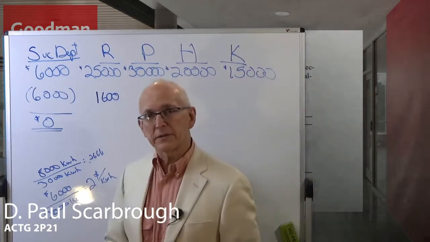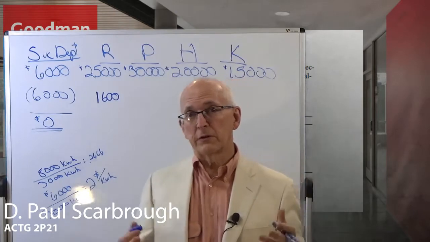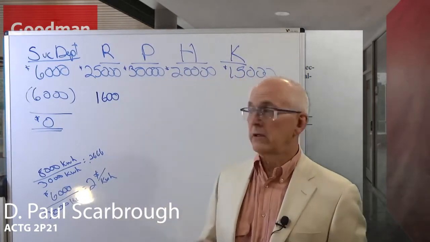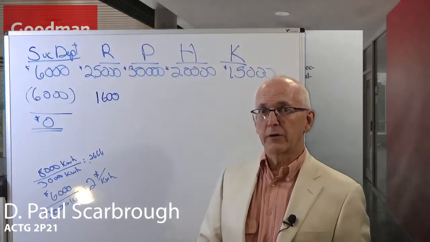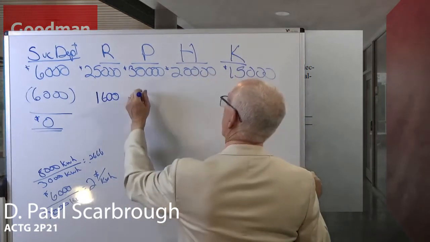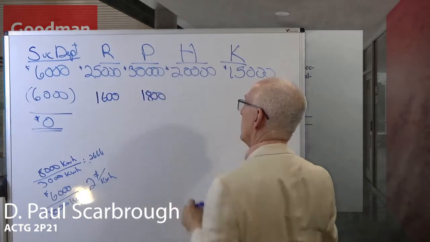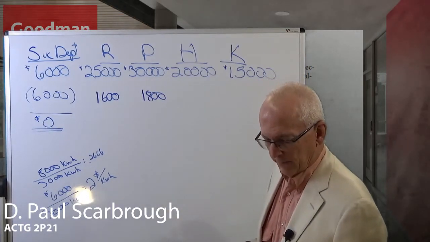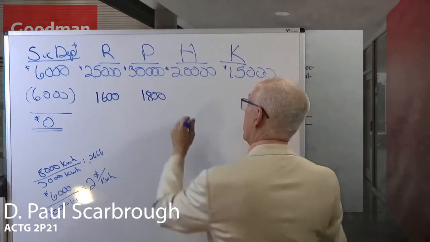So the logic is the same. You can either do proportional, the decimal fractions, or you can actually compute $1 per kilowatt hour in this case. When you do that for each one of these, you will get $1,800 here, 1,400 and 1,200.